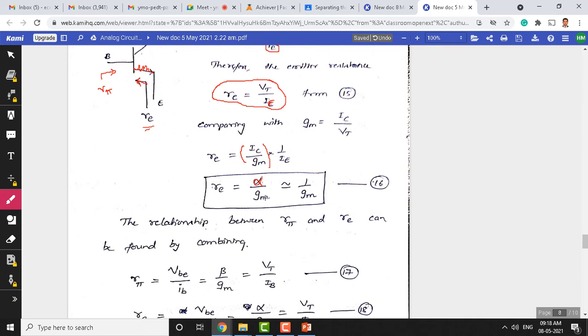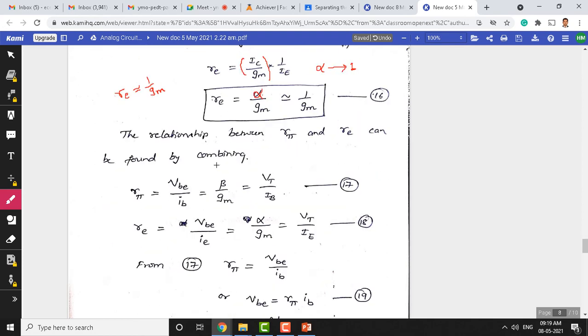Alpha by gm. Since alpha tends to unity, the final expression for RE is 1 by gm. This is also very important in approximation: RE is approximately equal to 1 by gm, that is, 1 by transconductance. So having derived the formulas for R pi and RE, now let us find out the relationship between R pi and RE.